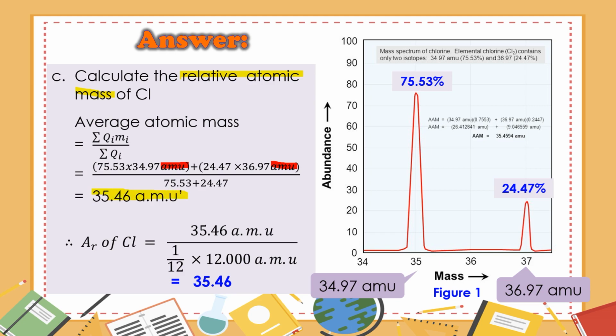However, the question asks you to calculate the relative atomic mass, which means no unit. We still have a unit here, so you have to add a second step by using the formula: relative atomic mass is equal to the mass of a chlorine atom compared with carbon 12. Therefore, we can cancel out the unit AMU, and the final answer is 35.46.